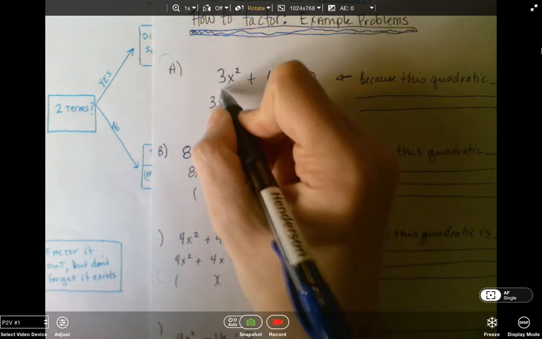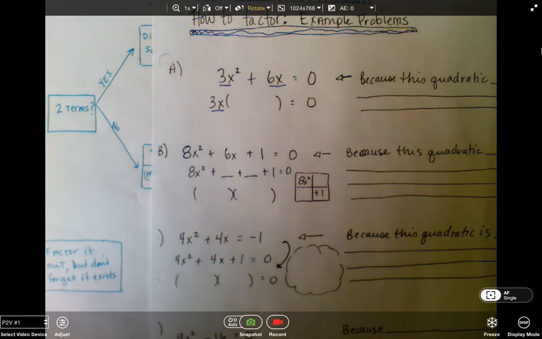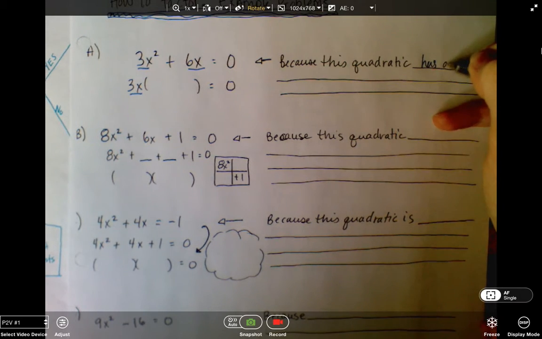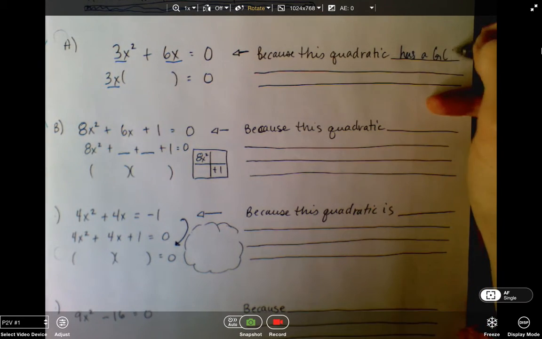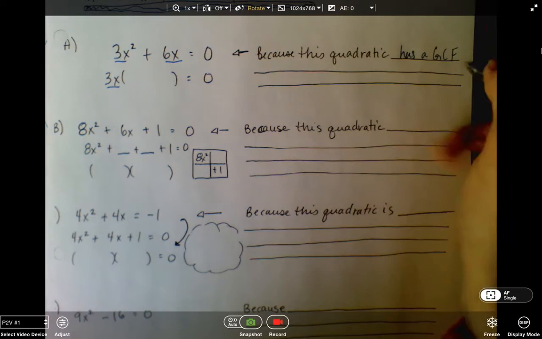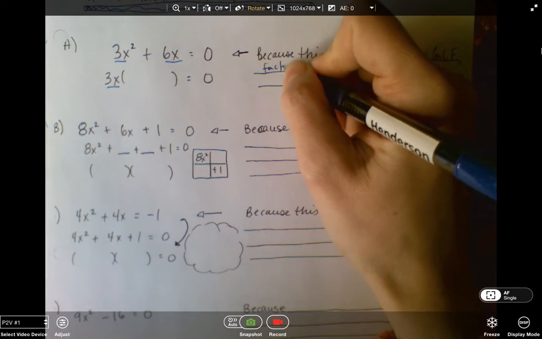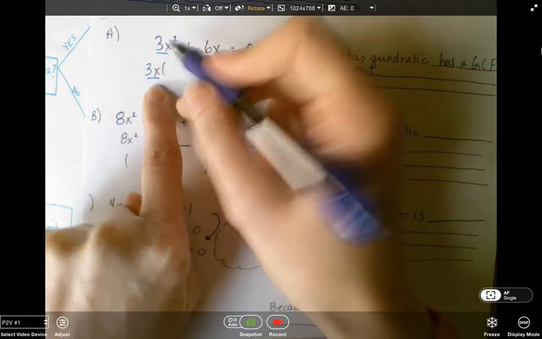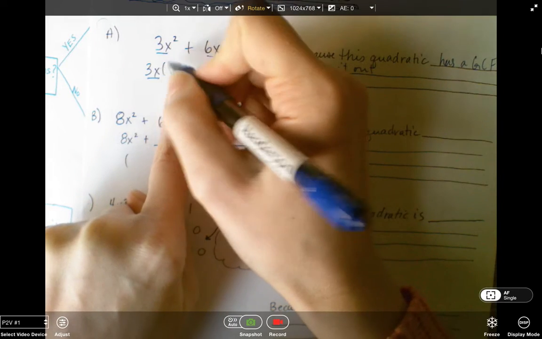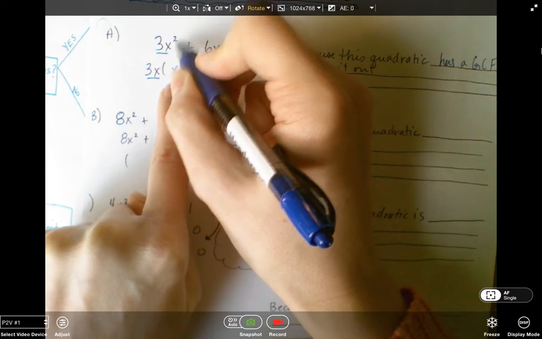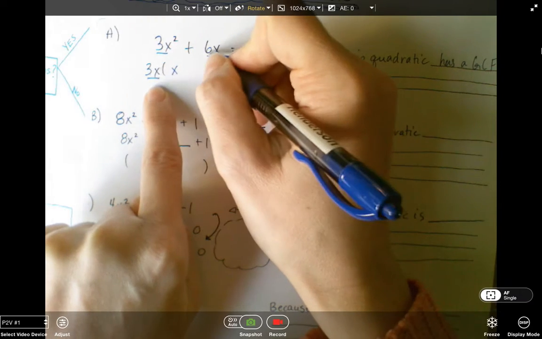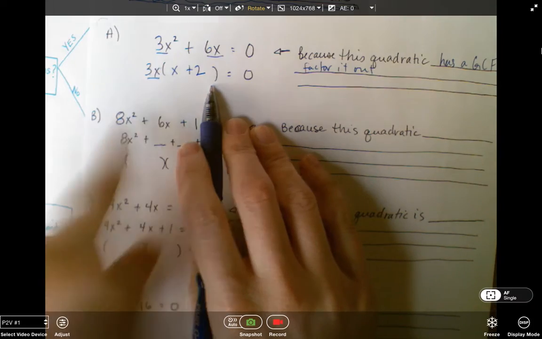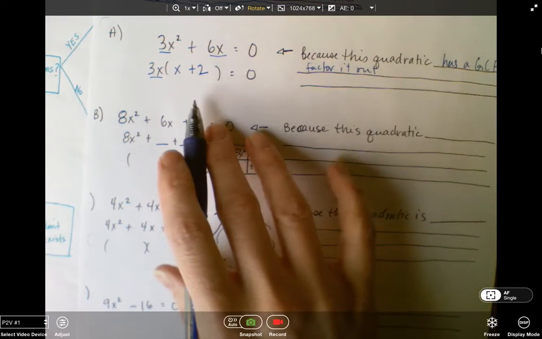So this one right here, both of these terms have 3x in them. So you can say because this quadratic has a GCF, it's called the greatest common factor, we factor it out. So 3x times what is 3x squared? X. 3x times what is 6x? 2. And since this is just a linear term here, we've gone as far as we could possibly go.